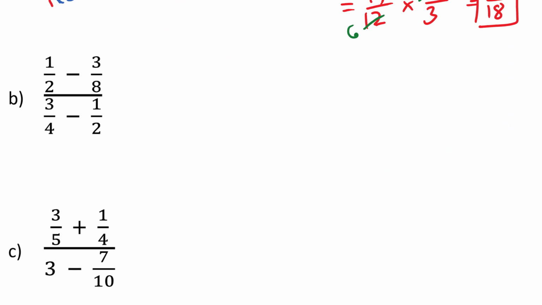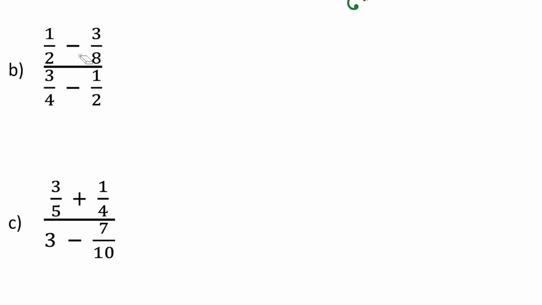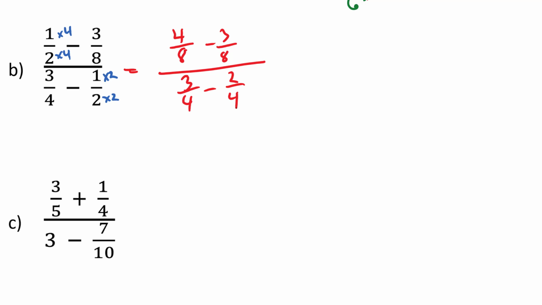Let's try the next one together. Lowest common denominator between 2 and 8 is going to be 8. Make that into an 8 by multiplying by 4 on the top and the bottom. The bottom fraction here, lowest common denominator is going to be 4. Combine those together now. 4 minus 3 is 1. And 3 minus 2 is 1.